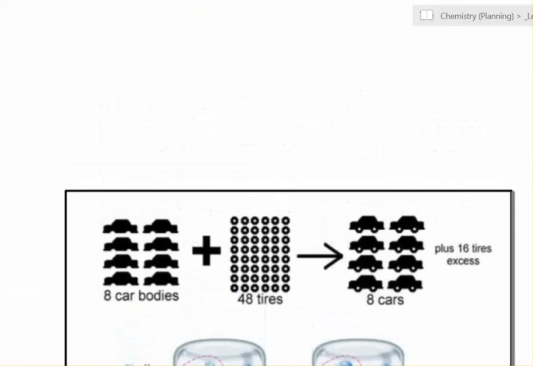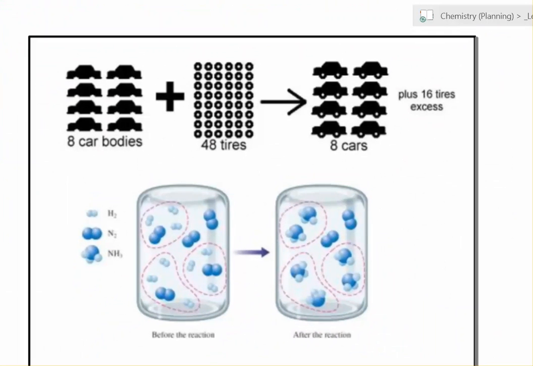Here's one more way to visualize it. Let's say you had 8 car bodies and 48 tires. Each car requires 4 tires, meaning you can combine the 8 bodies with 32 car tires to make 8 cars. At that point, you'd have 16 tires left over. The reaction would stop. The assembly of cars would stop as you ran out of car bodies.